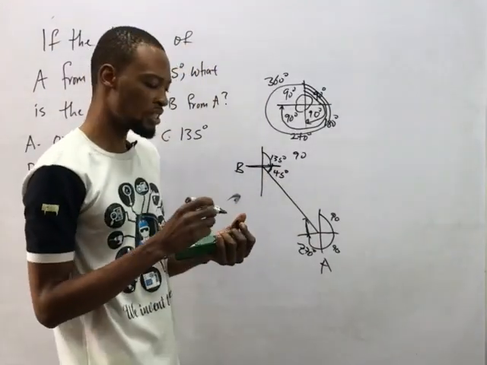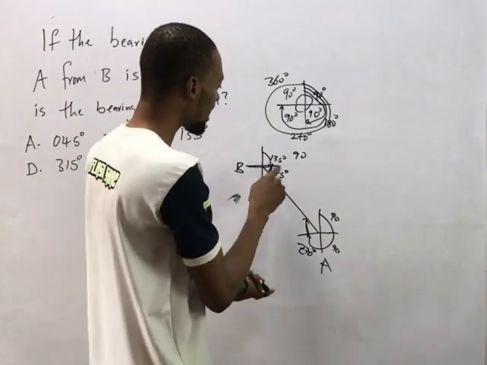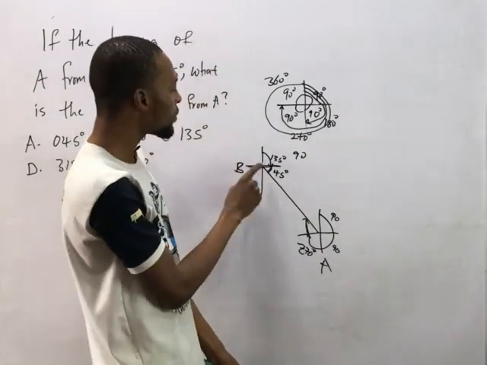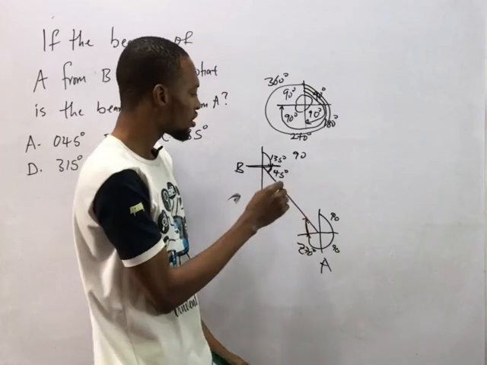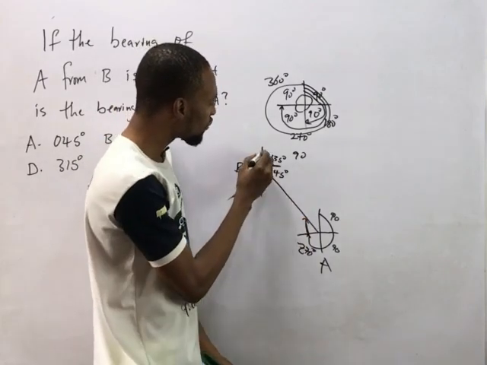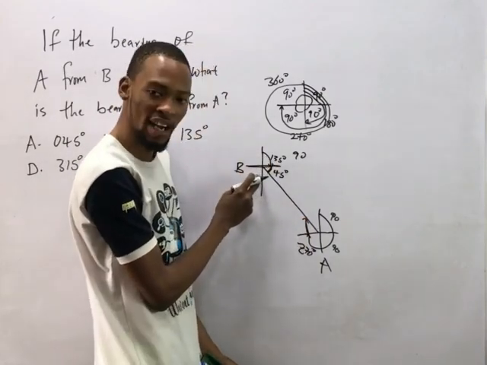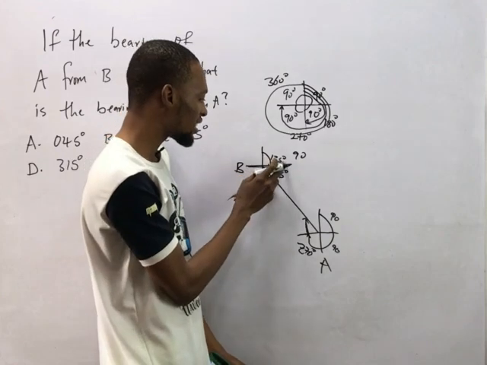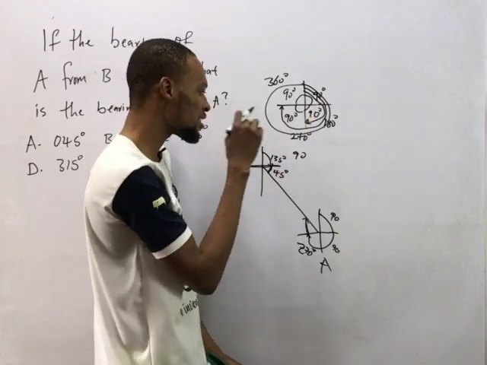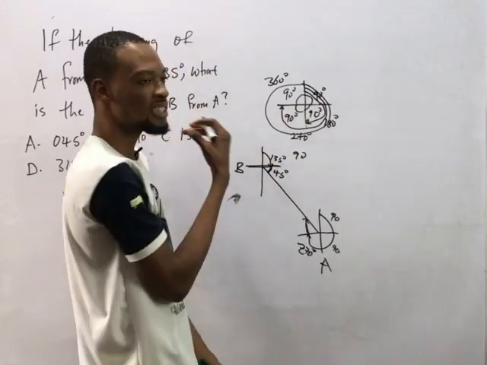Now, look at it if it doesn't make sense to you. I told you that the bearing of A from B is 135 degrees, right? So this means from here to here is 180 because here to here is 90 and here to here is 90, which is 180. But the angle we are looking for is 135 degrees.